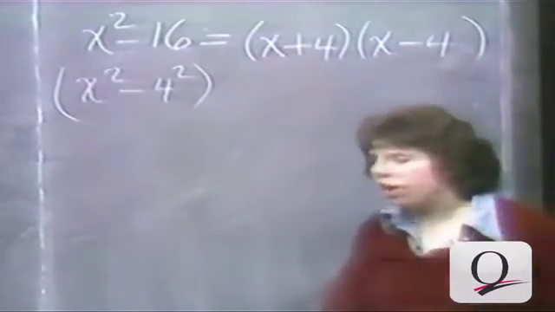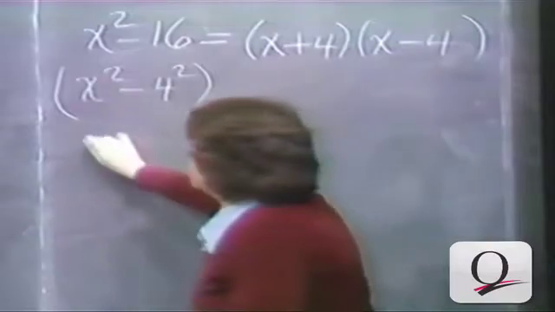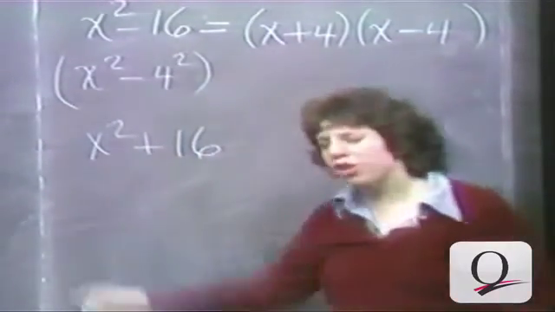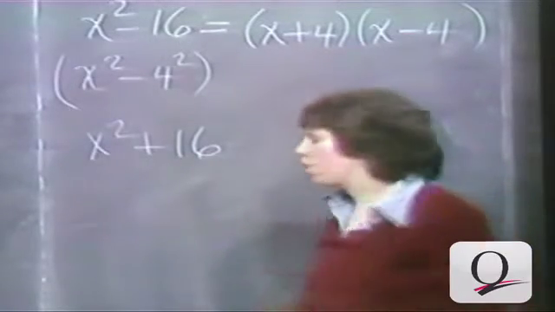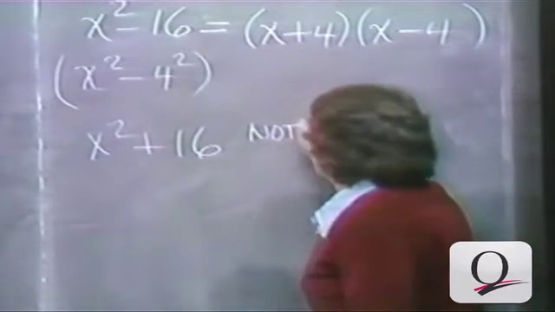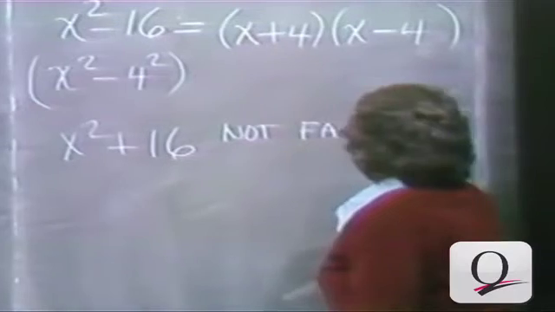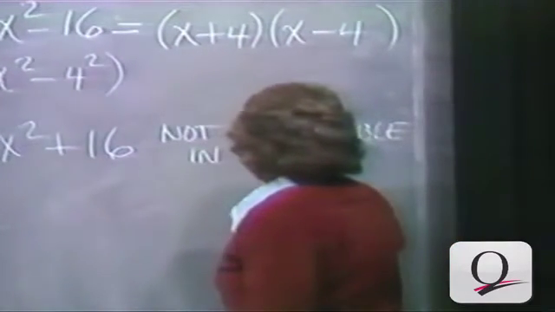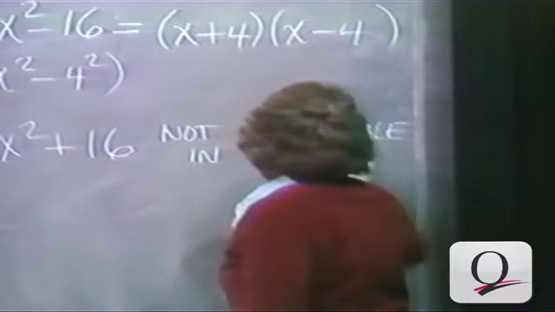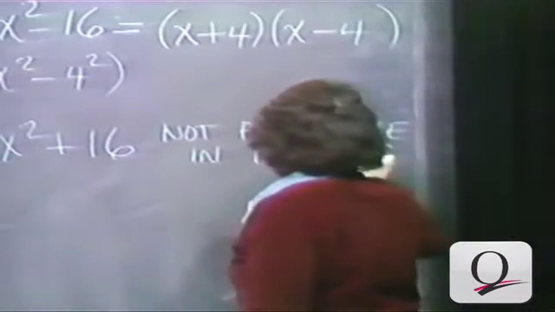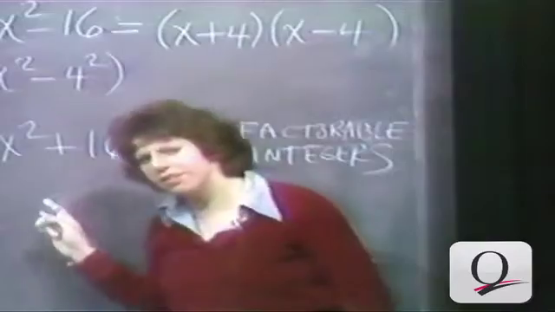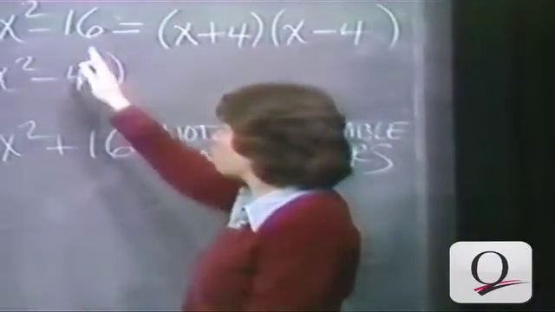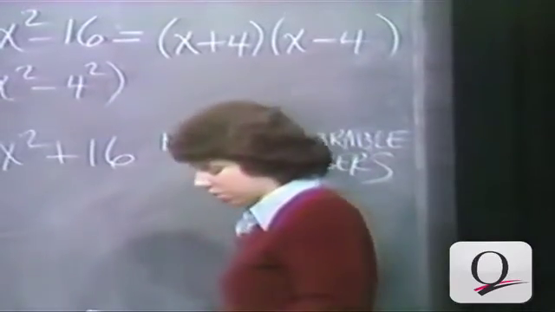By the way, about this difference of two squares: if I asked you to factor x squared plus 16, you couldn't go any further in the integers. This is not factorable over the integers. X squared plus 16, the sum of two squares, does not factor like this. Only the difference of two squares.